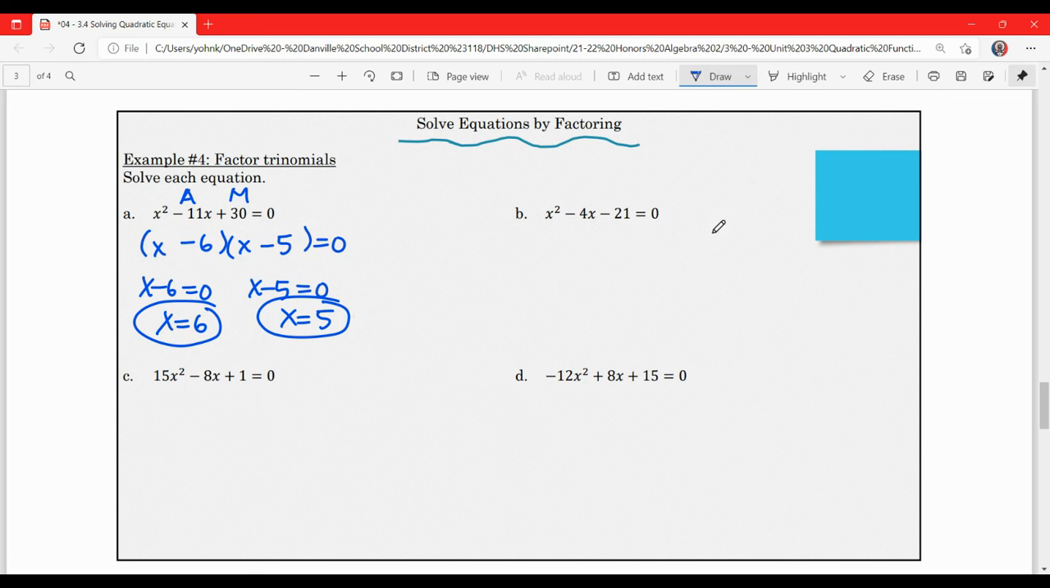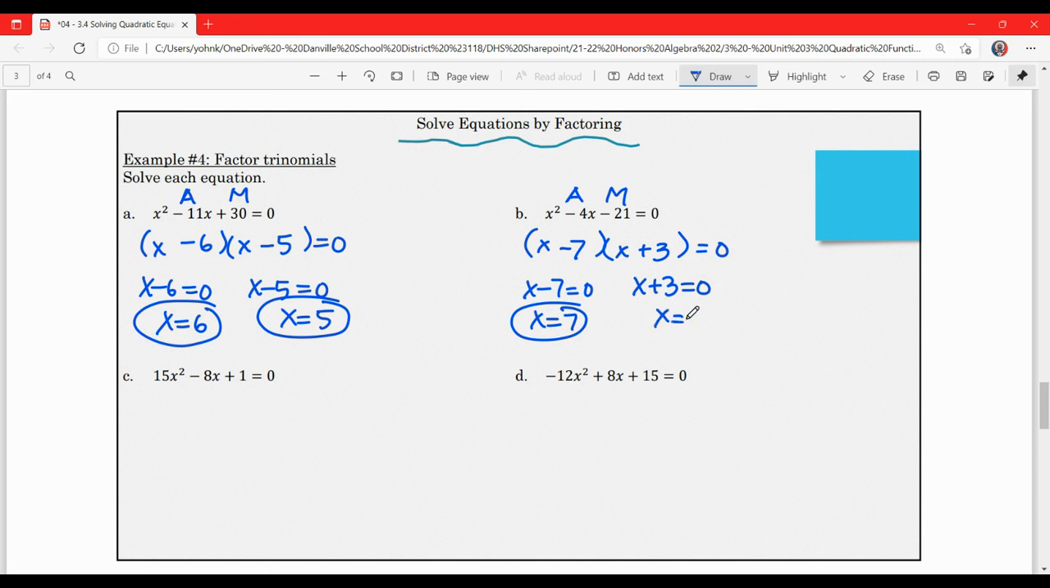Okay, letter B, first thing, look for GCF. Don't see any. Second thing, I have three terms, so I'm going to start two parentheses. The letter in the problem goes at the beginning. Two numbers that add to give me negative 4 and multiply to give me negative 21 would be negative 7 and positive 3. Set each of them equal to 0. x minus 7 equals 0. x plus 3 equals 0. That gives me x equals 7 and x equals negative 3.